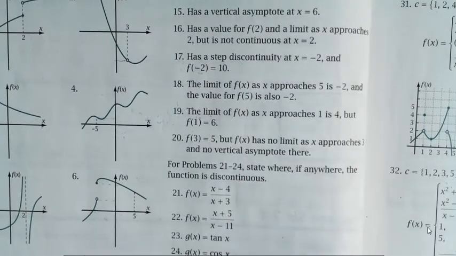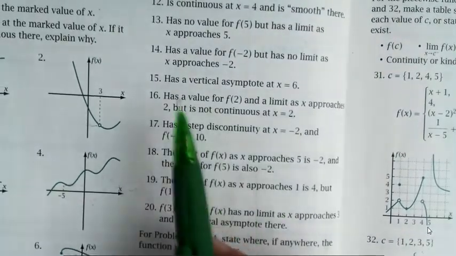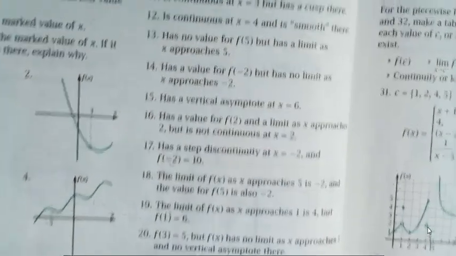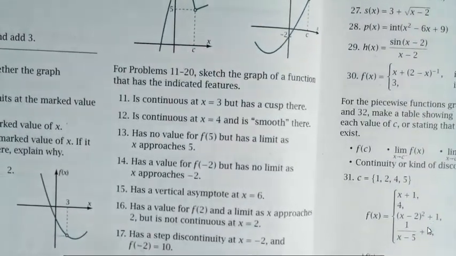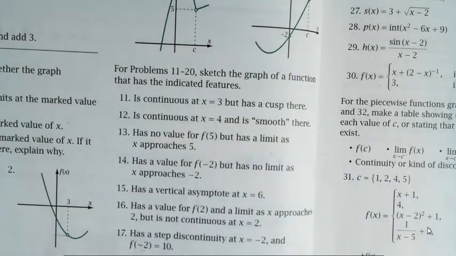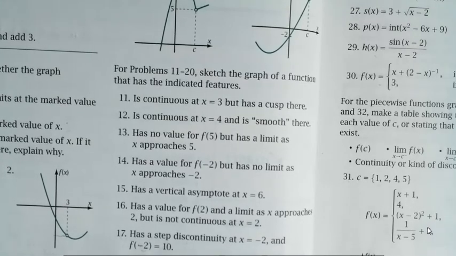All right, and the last one I want to talk about with you is these problems. I think we'll look at number 14. Okay, so we're going to look at that. So let's read the directions here. You need to sketch a graph of a function that has the indicated features. So you're going to make up this graph. Okay, so there's really no right or wrong answer, as long as it has these features that it says.